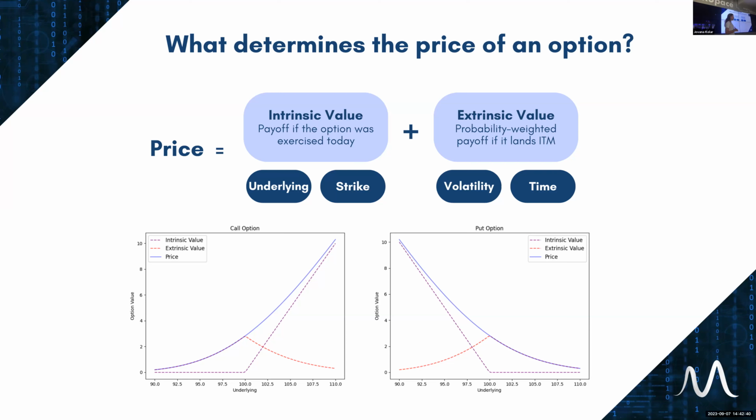You can describe the extrinsic value as a probability weighted payoff if it lands in the money. And it depends on the volatility, so more volatility means more chance that it lands in the money, and time. More time means more time to experience volatility, so you would pay more for longer dated options. The extrinsic value looks like the red line, you might not really see it from the blue.